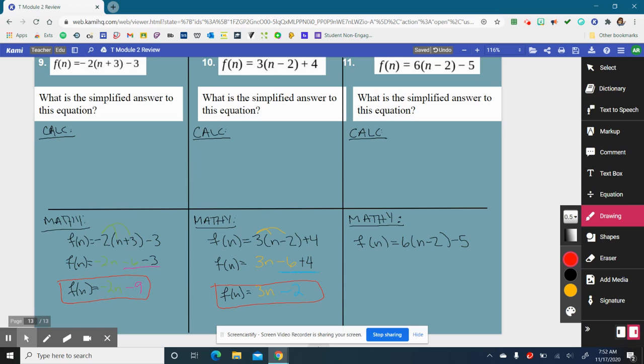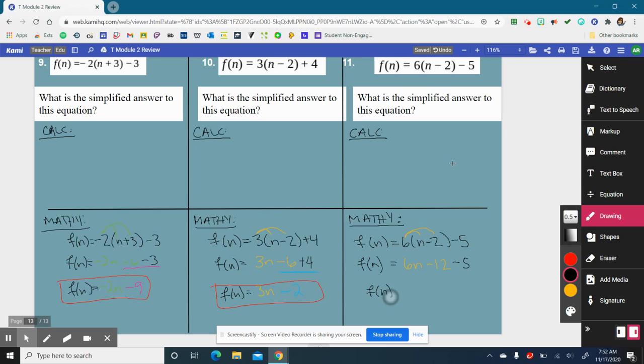Number 11, we have f of n is equal to 6 times the quantity n minus 2 minus 5. I'm going to distribute that 6 to both terms in the parentheses. So 6 times n is 6n. 6 times -2 is -12. And then nothing else changed. We didn't distribute anywhere else, so everything else remains the same.